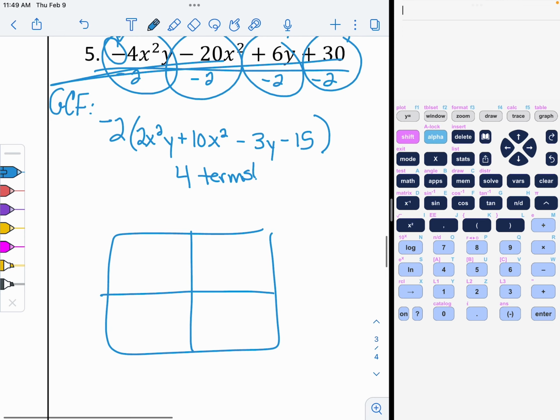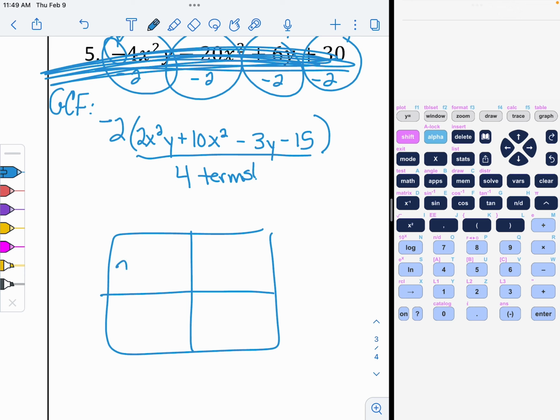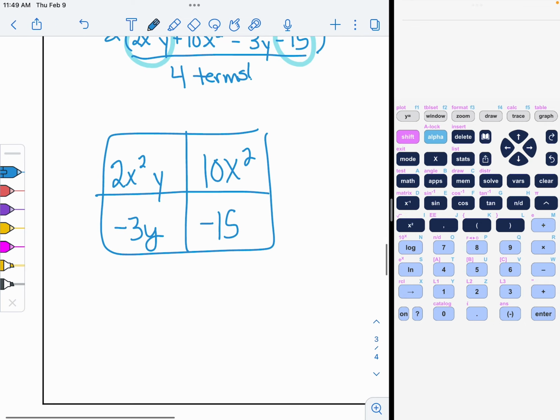Remember, don't use your original polynomial. Use this polynomial right here. So 2x squared y, well, that's weird looking, isn't it? Negative 15, that came from here and here. 10x squared can go either here, and 3y can go here, or you can switch those two. Let's see what we end up with here.